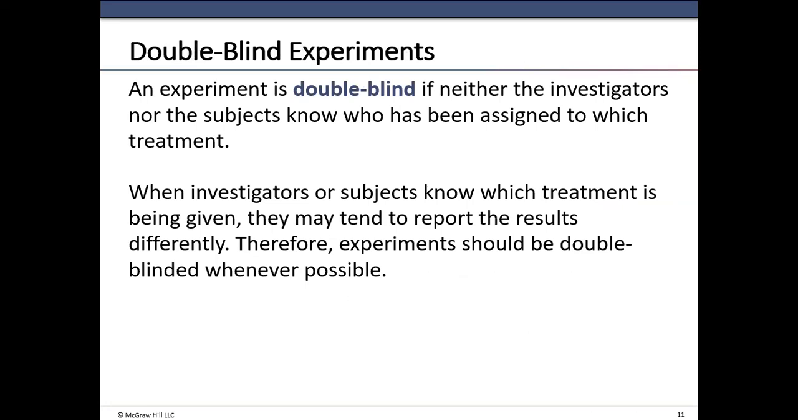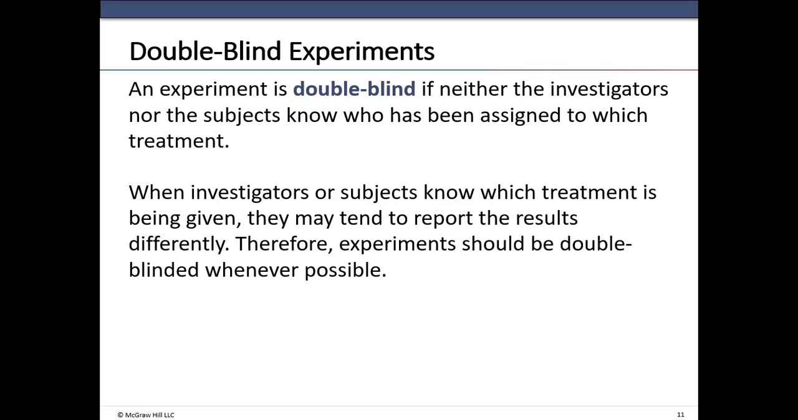Double-blind experiment. An experiment is double-blind if neither the investigator nor the subjects know who has been assigned to which treatment. The investigator means the people who are conducting the experiment; they do not know which people have been assigned to which group. Plus the individuals themselves who are participating in the groups also do not know whether they're in the group getting the actual medicine or the group getting the placebo.